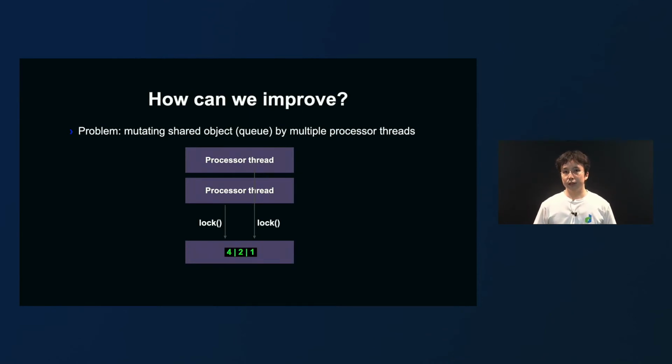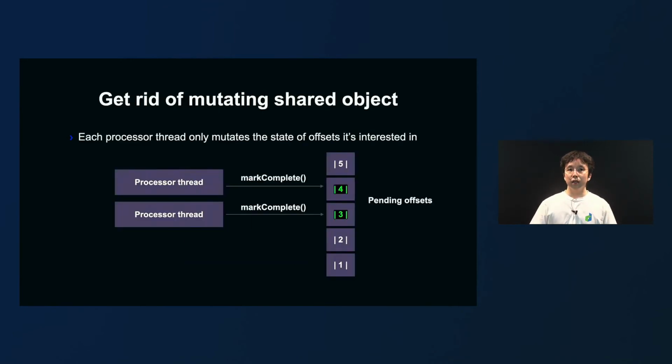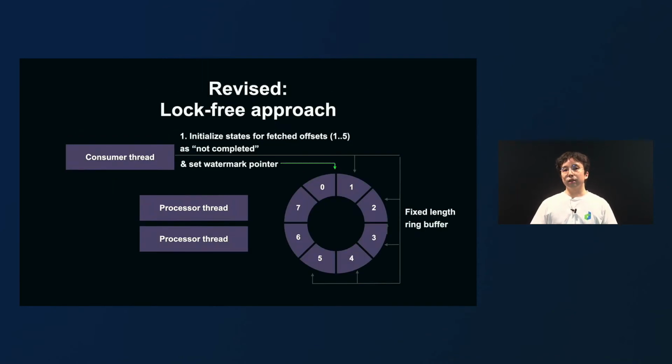The problem is that the shared object, the priority queue, is mutated concurrently from multiple processor threads. From this, we can think of an idea. Is it possible for each processor thread to mutate only its own offset state and track the watermark in a non-exclusionary way? Based on this idea, we improved it to a lock-free form with a ring buffer.